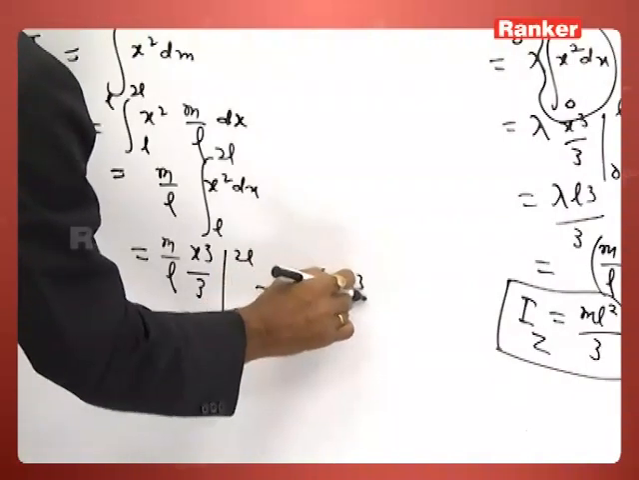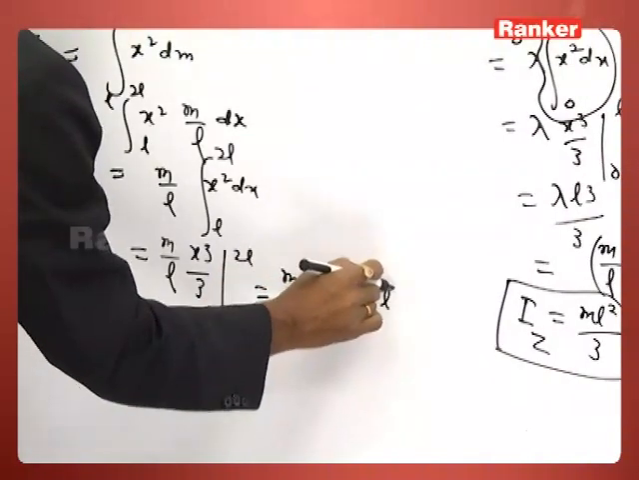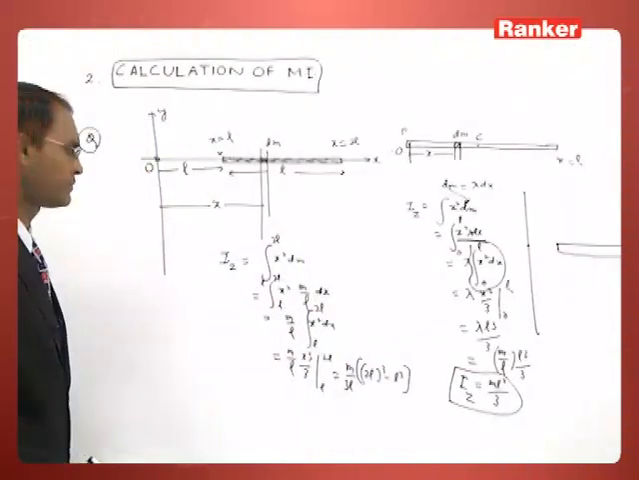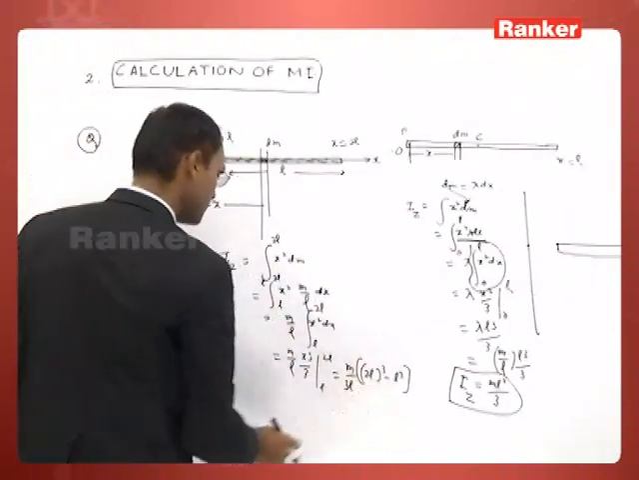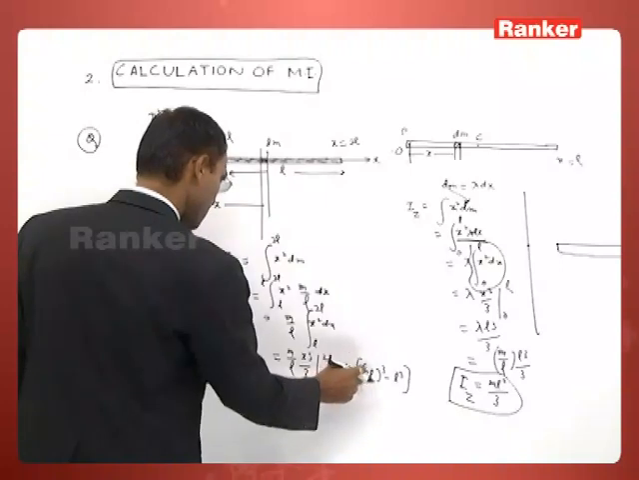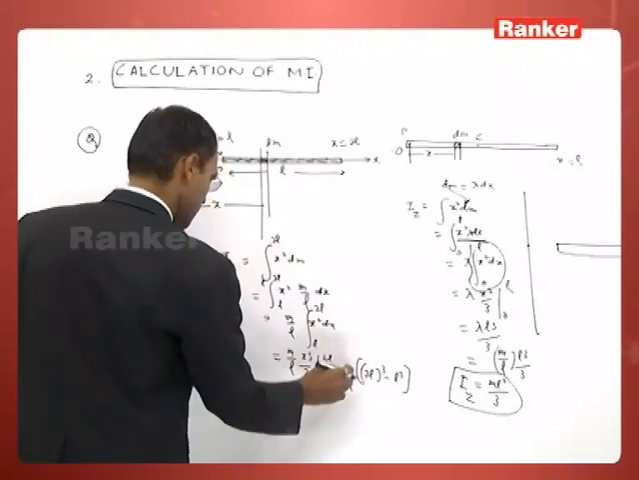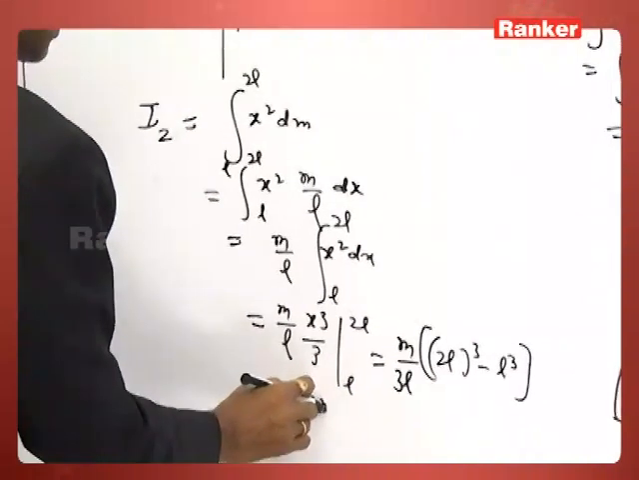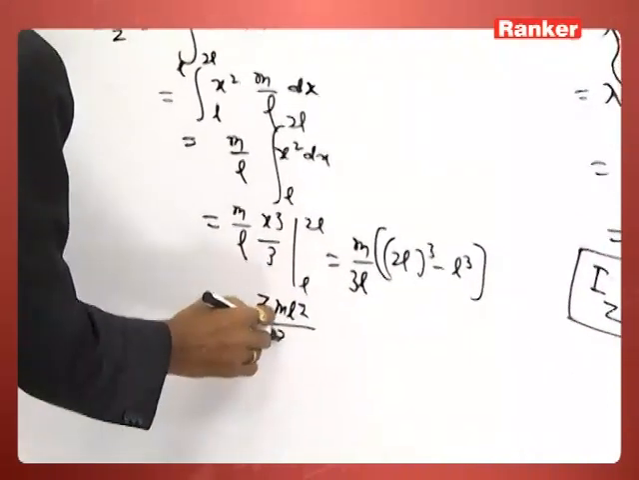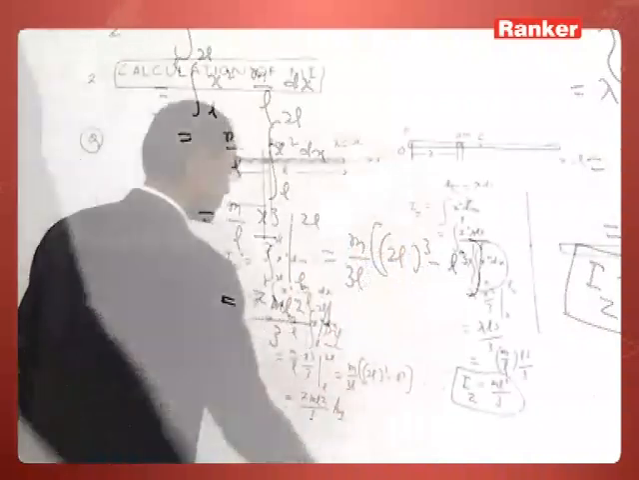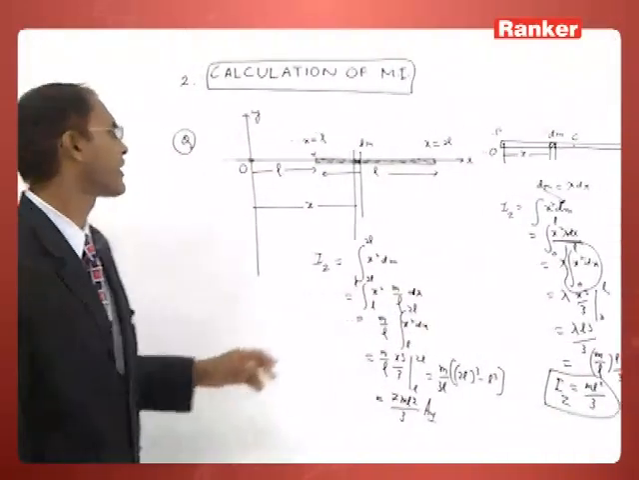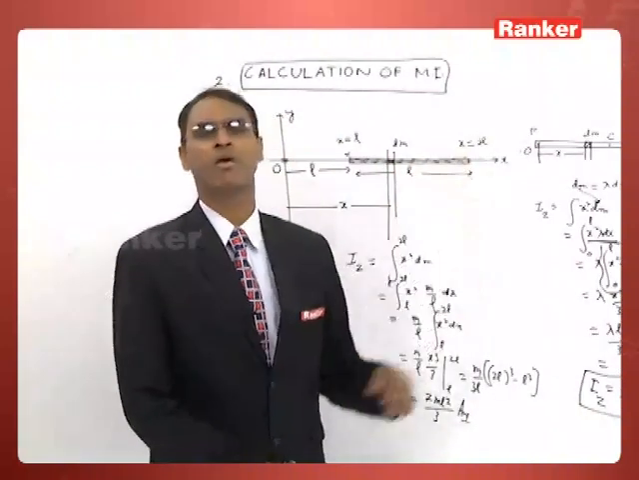2L cube minus cube of L. This will be 7 L cube by L, that is 7 L square. So 7 ML square by 3 will be the answer. So these are all the problems we are doing based upon the uniformity of the rod.